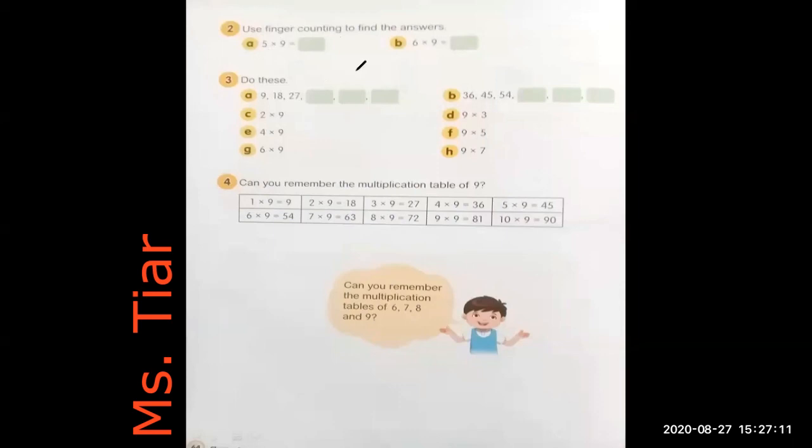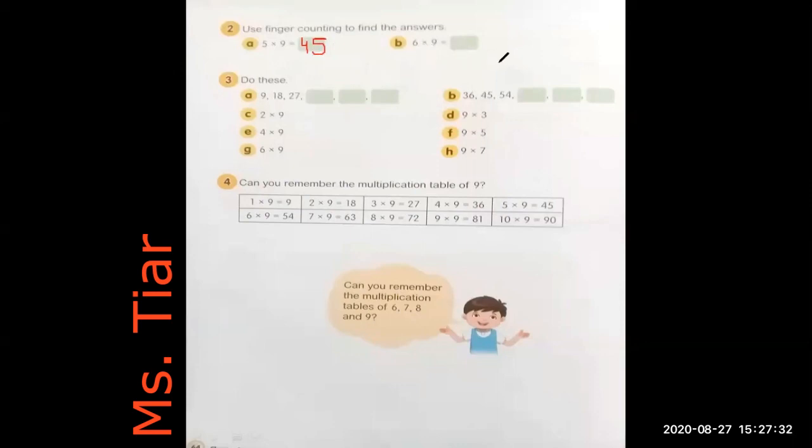Put your hands, open your fingers. Now you close the thumb of your left hand. So on your left hand you get 4 fingers left, right? And then on your right hand you still have 5 fingers open. So the answer is 45. Get it?